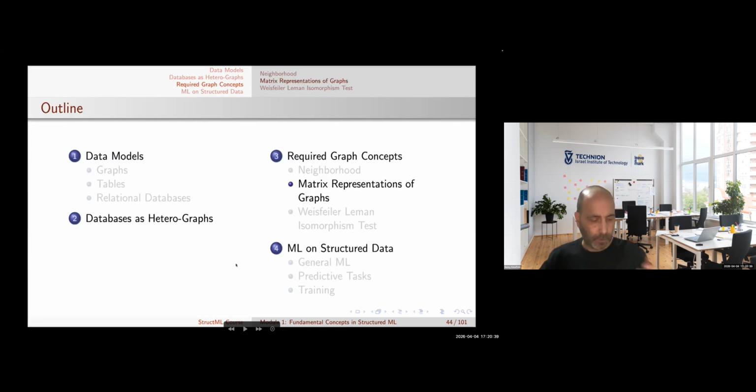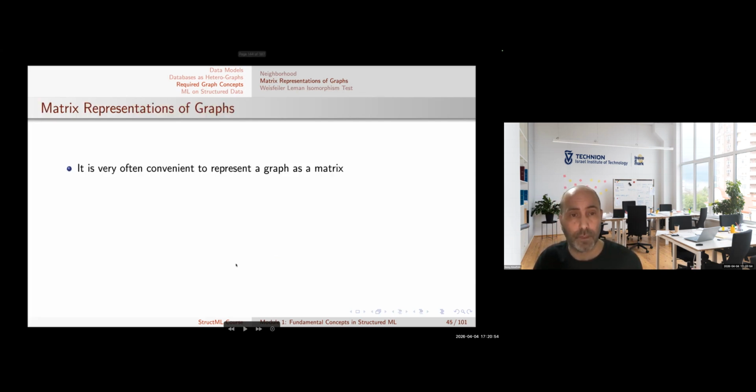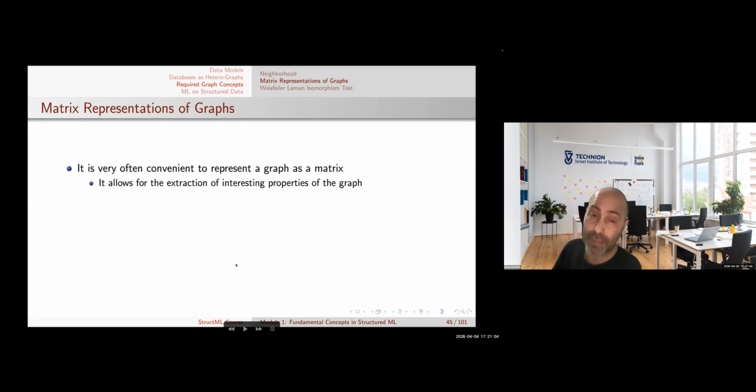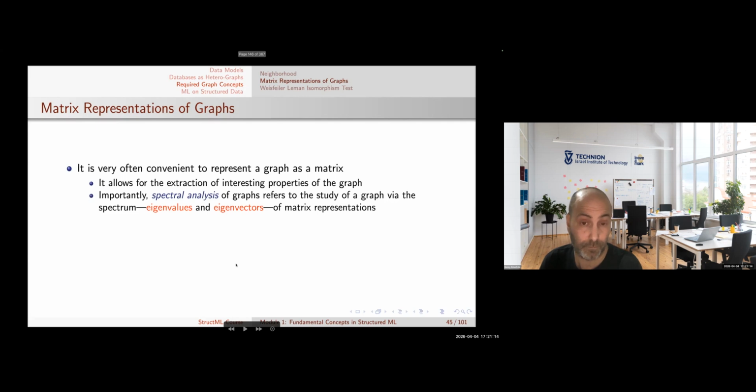So that was the notation about neighborhood. Let's now talk about matrix representations. Matrix representations are very important for graph analysis and specifically for machine learning over graphs. They allow us to analyze a graph and conclude some non-trivial properties by looking at properties of its matrix representations.